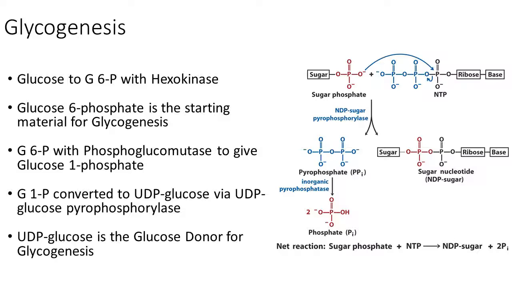Excess glucose is converted to glucose 6-phosphate with hexokinase, and is a starting material for glycolysis and the synthesis of glycogen. G6P is converted to G1P with phosphoglucomutase, and G1P is converted to UDP glucose by glucose pyrophosphorylase, and UDP glucose is the glucose donor for glycogenesis.